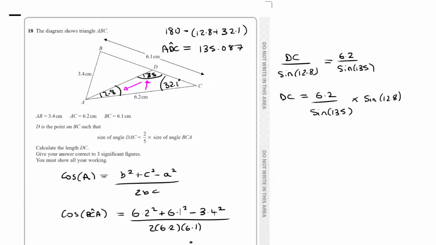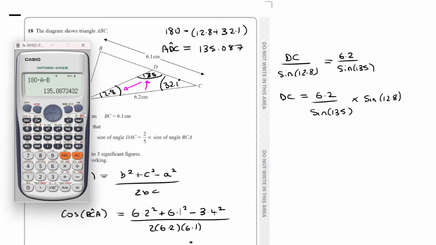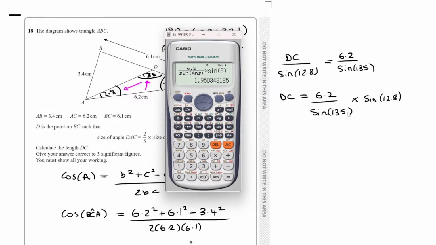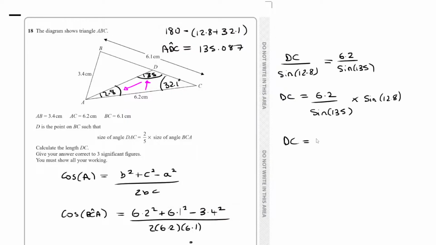12.8. But I'll keep all of the decimals where I can. You see, I've still got 135 here, so I'm going to use my answer for that. 6.2 over sine of my answer, and then multiplied by sine of 12.8, which for me I saved it as B. You kind of have to remember which one you've saved it as. I guess that's the only problem. And then I get 1.95. They've also said to 3 significant figures, haven't they? So that would just be 1.95.